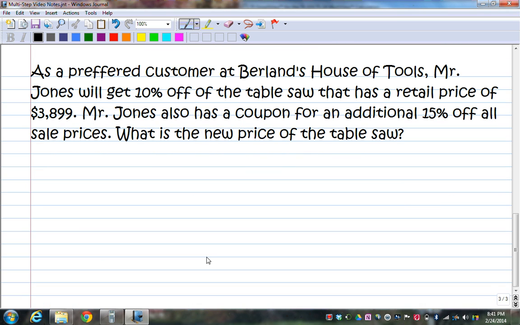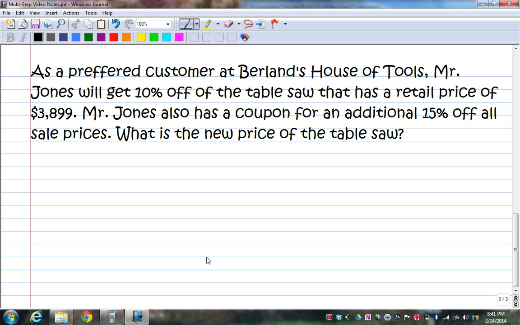Here's my last problem. Write this one down. And I would like you to try and solve this one. I'm going to read it to you. As a preferred customer of Berlin's House of Tools, Mr. Jones will get 10% off the table saw that has a retail price of $3,899. Mr. Jones also has a coupon for an additional 15% off all sale prices. What is the new price of the table saw? So go ahead and write this down and try and figure it out. Pause the video.